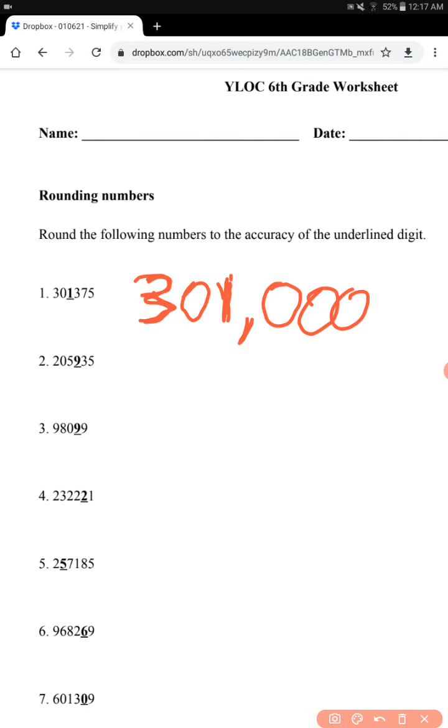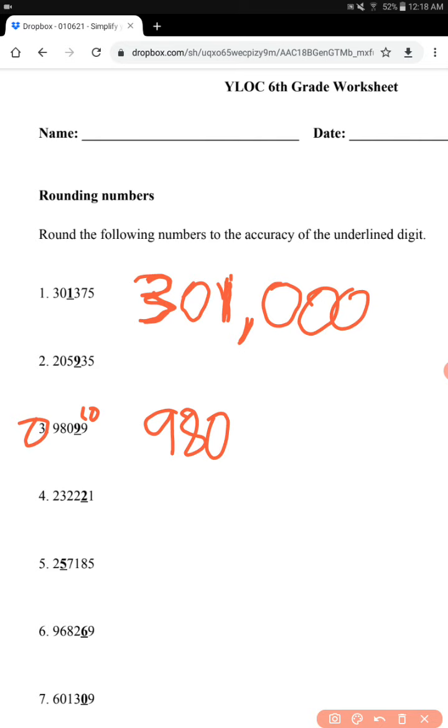While we're at it, let's just do one more. Number 3. 980, and then everything to the right of the underlined digit, which is 9, is what we're looking at. So we're looking at 9, the one to the right. And since 9 is greater than 5, we would round up. And by rounding up, we get 10.